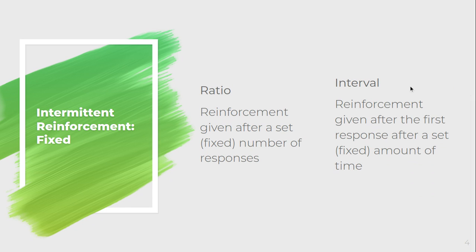And then fixed interval is when reinforcement is given after the first response after a set or fixed amount of time. So if it was a fixed interval of 10 minutes, the first response that occurs after exactly 10 minutes would be reinforced. So earlier when I said that continuous reinforcement is also considered fixed ratio 1, that's because it's a fixed number of responses, and in this case, it's a fixed number of 1 response. So that's why it is referred to as fixed ratio.